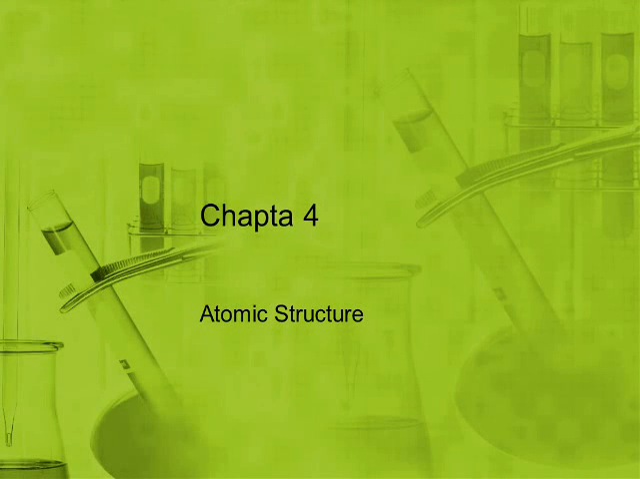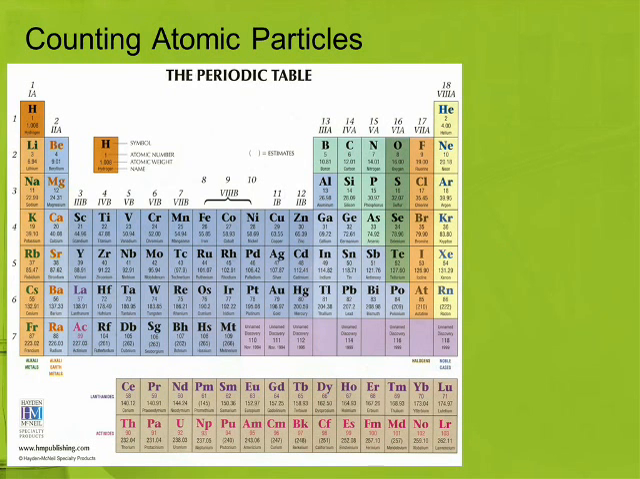We now get to Chapter 4, Atomic Structure. We're going to look at now counting atomic particles. So this is a periodic table. It's amazing. Next chapter we'll get into how really amazing it is. It's not just a random assortment of putting these elements this way. They've gone over the models of it and different ways of building it. It's pretty amazing.